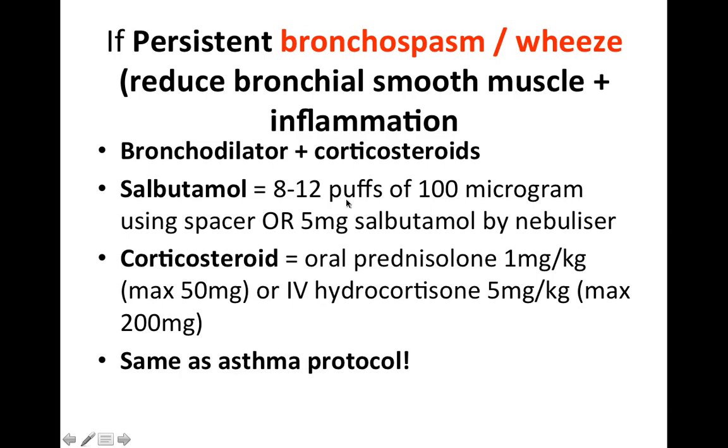Salbutamol, 8 to 12 puffs using a spacer, or you can give 5 milligrams nebulizer. Corticosteroid, oral prednisolone, 1 milligram per kilogram, maximum 50 milligrams. So if they're 70 kilograms, don't give them 70 milligrams, just 50 milligrams, or IV hydrocortisone.